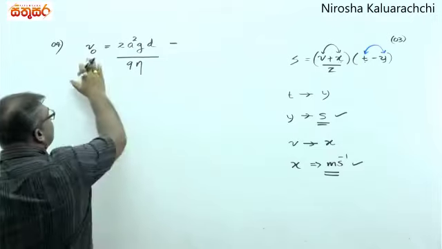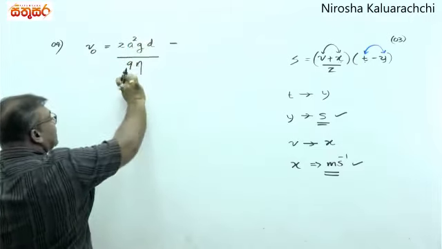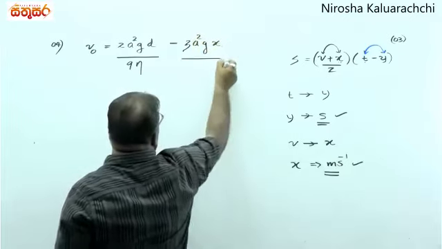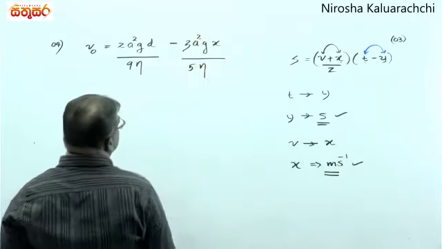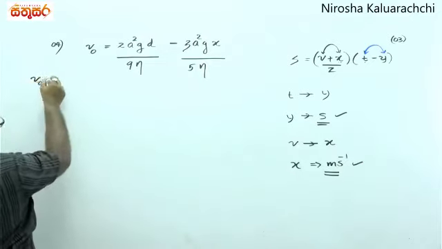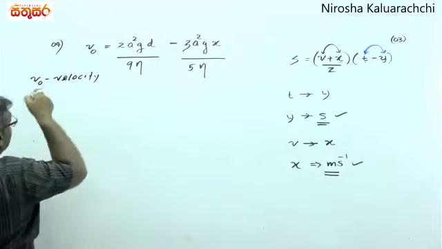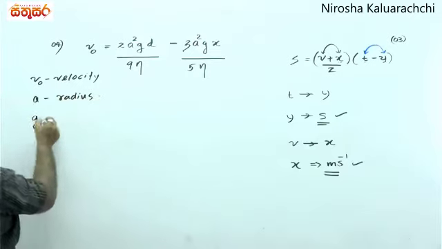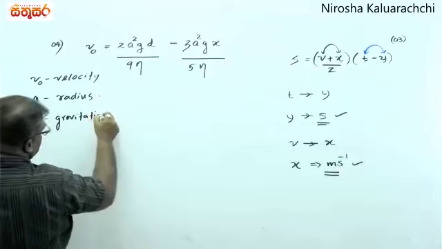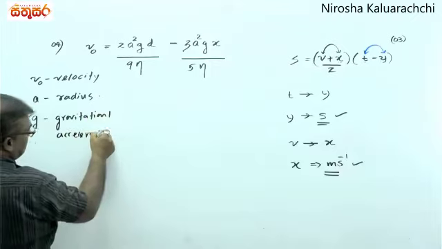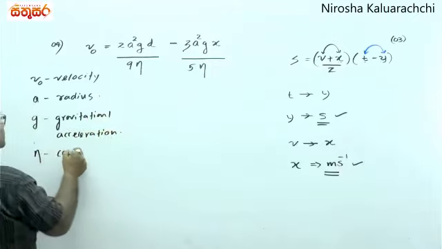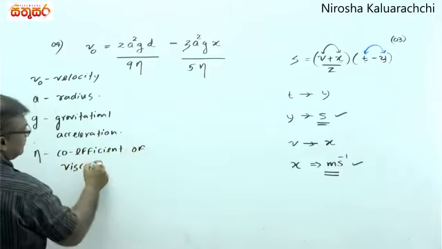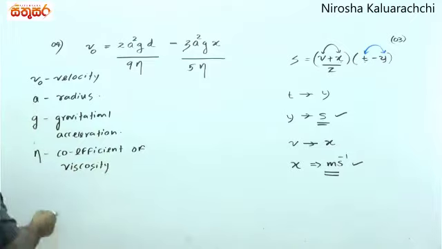Can we write? V naught equals 2a squared g d over 9 eta, minus 3a squared g x divided by 5 eta, where v naught is velocity, a is radius, g is gravitational acceleration, eta is coefficient of viscosity, d is density.